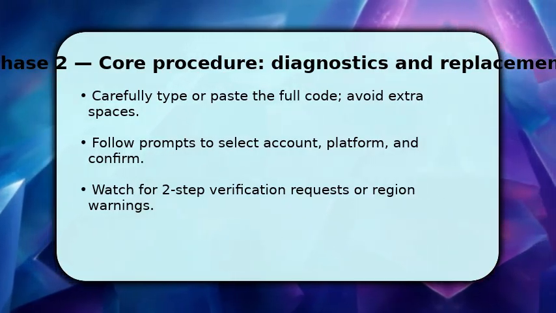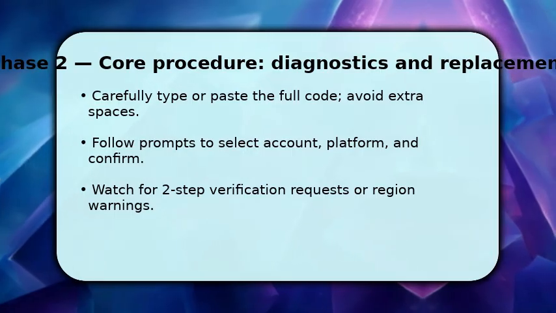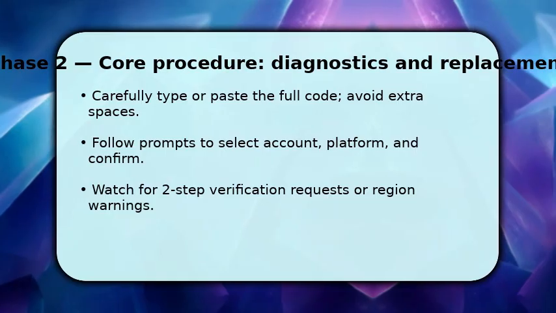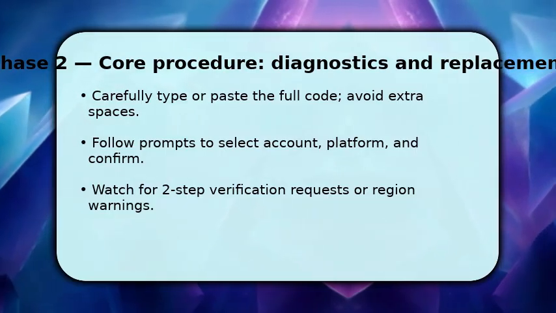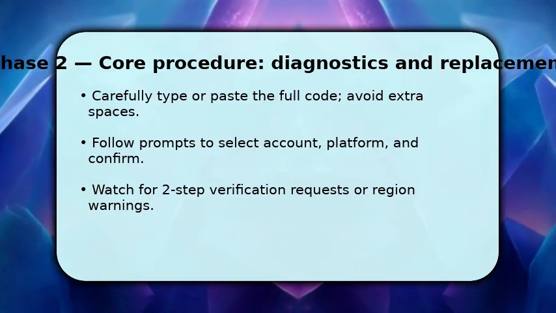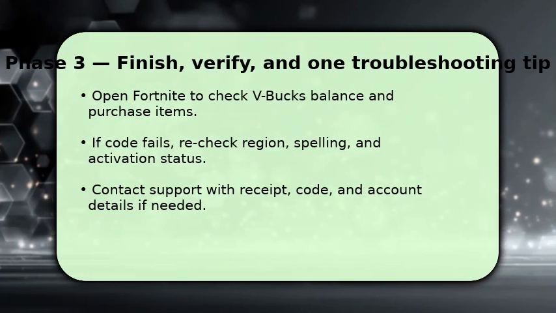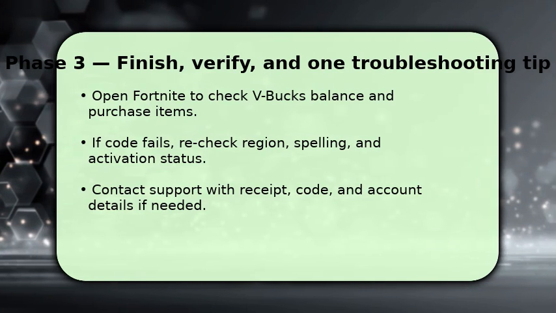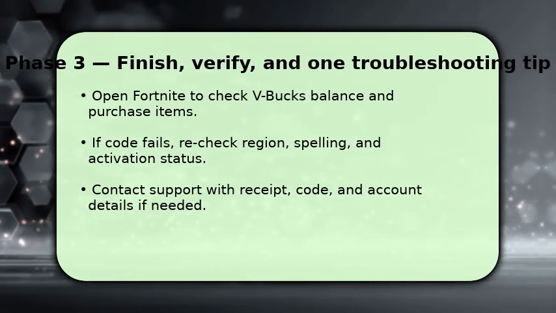If two-step verification appears, complete it to prove ownership. This prevents fraud and protects your inventory. After confirming, wait for the success message. That indicates the V-Bucks were applied to your account and are ready to use in-game. Finally, open Fortnite on your chosen platform to confirm the V-Bucks balance. Purchases reflect immediately in the item shop.